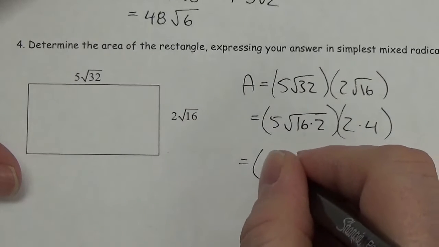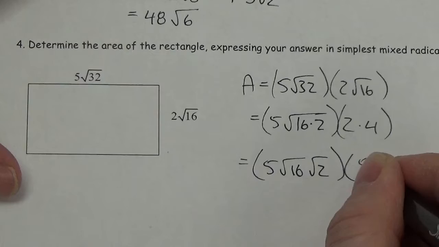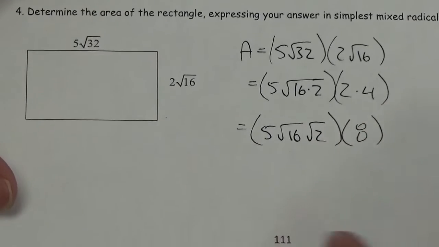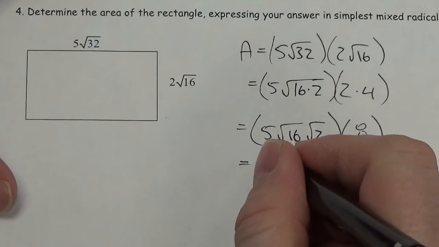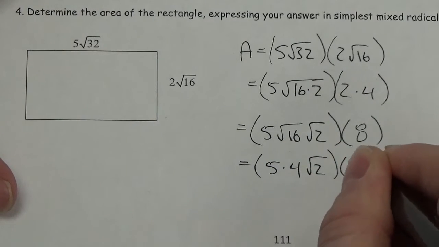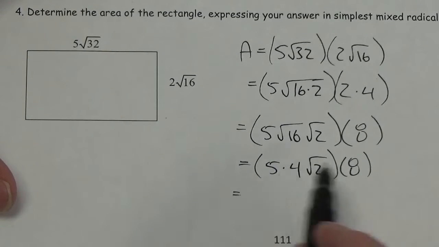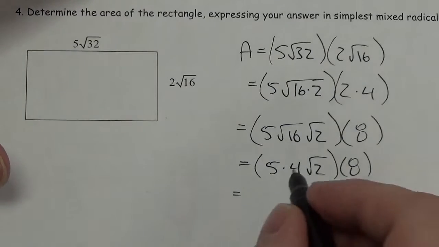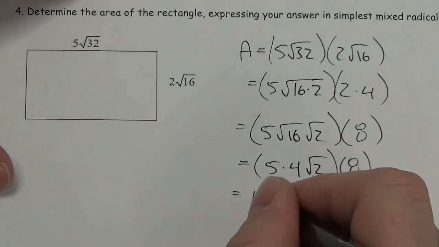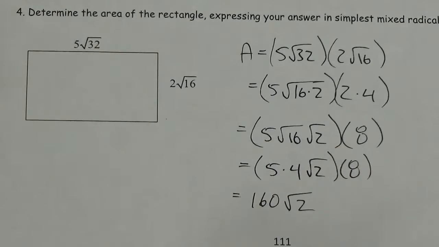And then this is going to become 5 times the square root of 16 times the square root of 2. And then over here, I know that that's going to be 8. The square root of 16 is going to be 4 root 2 times 8. And now I'm just going to multiply the coefficients together. I'm still going to have this radical in there, because I can't multiply the radical by these integers. 5 times 4 is 20, times 8 is going to be 160 root 2. Okay, and whatever the units are, it's going to be that unit squared.